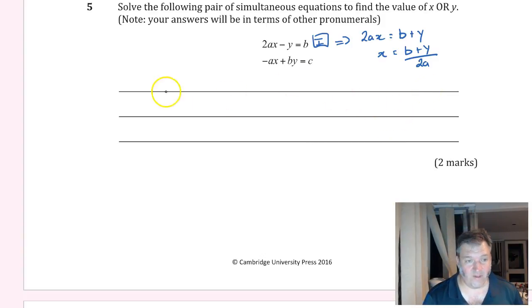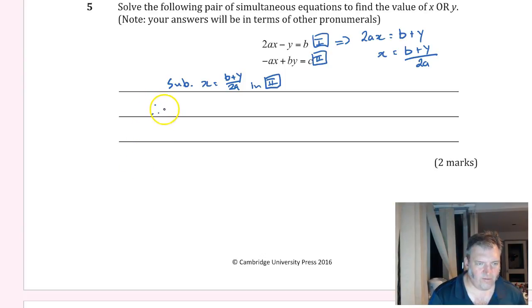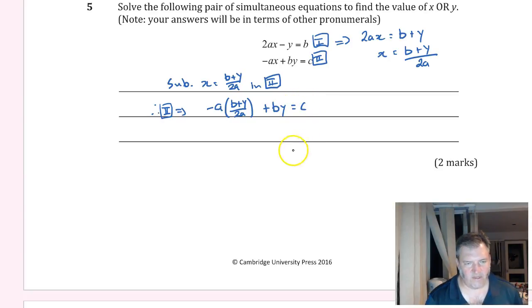All right, what do we do with that? We say we're going to sub or replace or let x equal b plus y divided by 2a in equation number 2. And I haven't labelled it yet, so I better go back and make sure I've made it clear that's my second equation. What does equation 2 become? So therefore, equation 2 becomes negative a, and instead of x, I write b plus y divided by 2a. Here I've got plus b times y equals c.